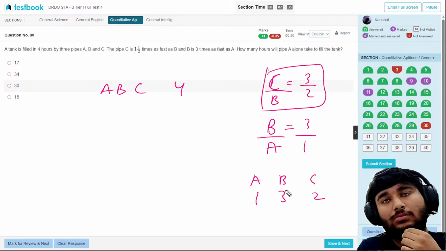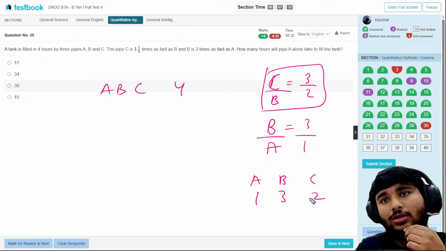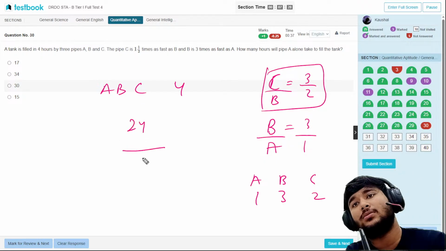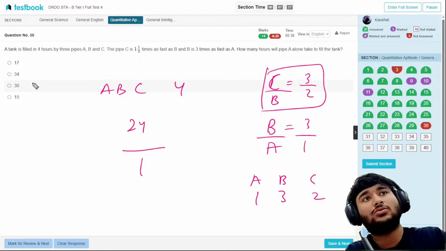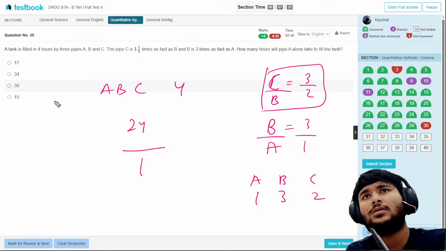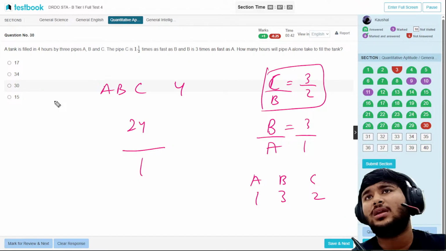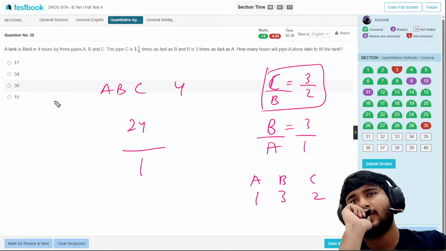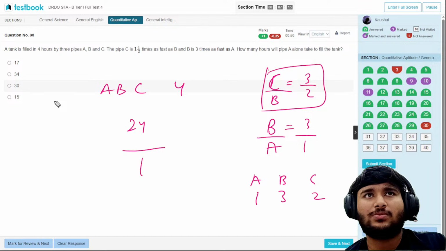ठीक है, तो ये कितना हो गया? 6 4 24 टोटल हो गया. How many hours will pipe A take alone to fill the tank? 24 बन. 6 4 24. 24 है कि नहीं इसमें?